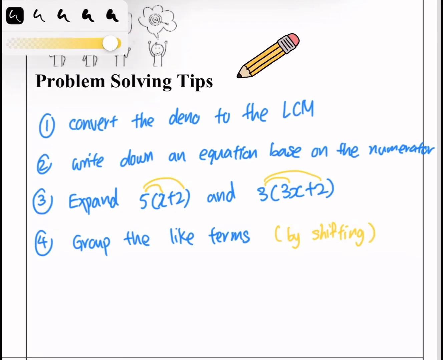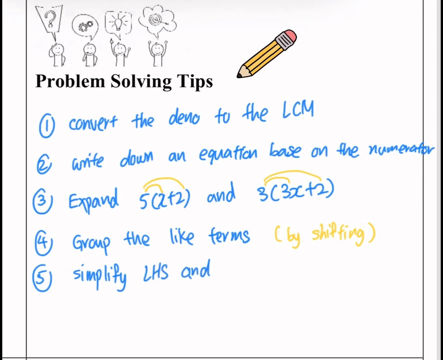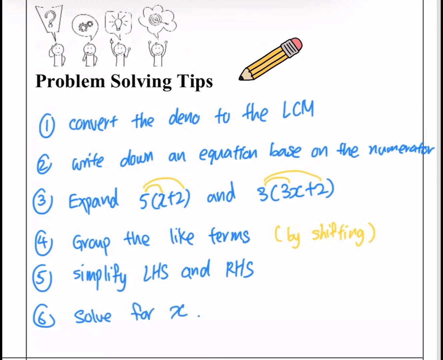Before you solve, you simplify your left hand side and your right hand side. And finally, you solve for your x. Okay, so can you try using this exact same method for the next two questions?